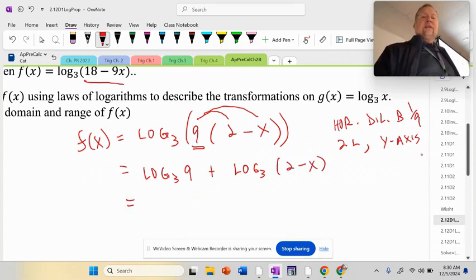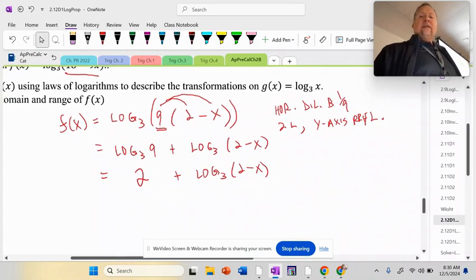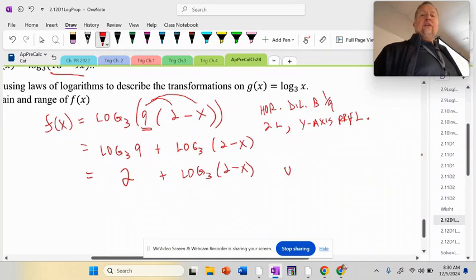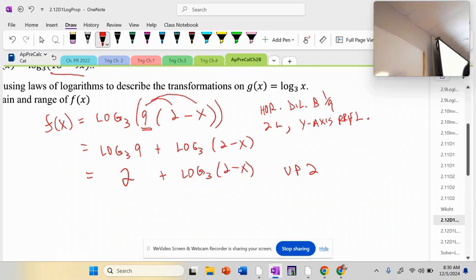Hey, everybody, what's log base 3 of 9? 2 up. So really, what's the change then? Or what's the equivalency? The horizontal dilation by 9 just turned into up 2. Everything else stays the same. We would still be 2 left and a y-axis reflection. All right? And that's it.